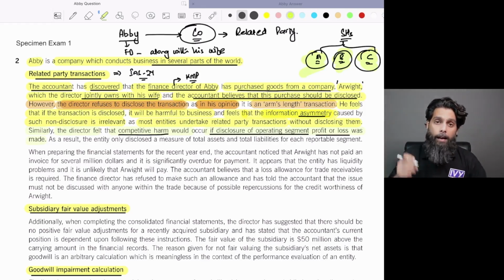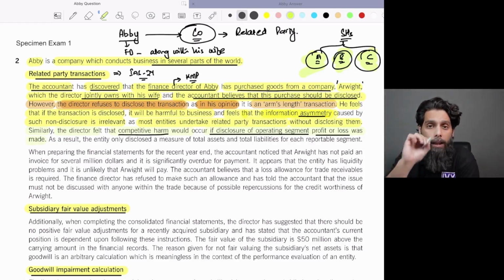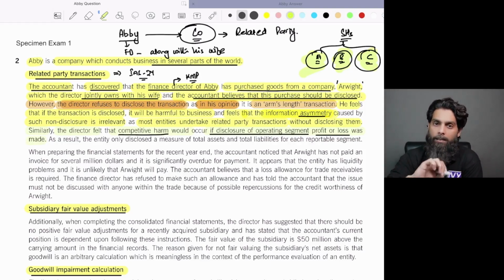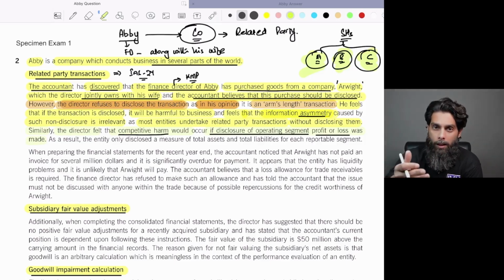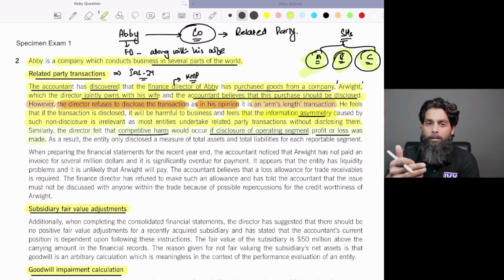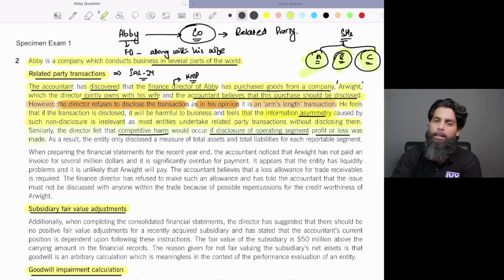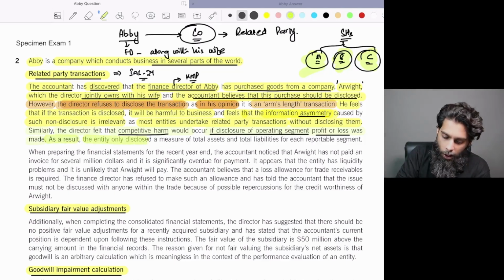Here again, there is an issue with the objectivity of your finance director. He is allowing his personal interest or maybe professional interest, and he's compromising on his integrity and objectivity. As a result, the entity only disclosed a measure of total assets and total liabilities for each reportable segment. This is wrong.